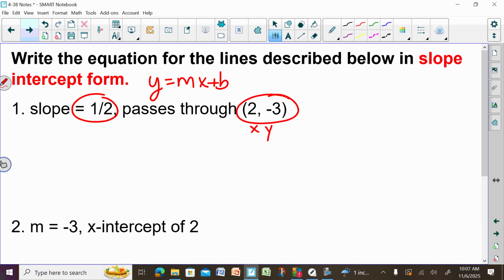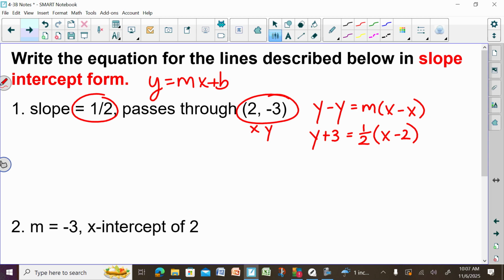So I'm just going to write this down sort of as a formula. y minus y equals m times x minus x. We'll probably put this on the top of our paper today, just so we always have it. This is where we're starting. So I'm going to put the point in there. The -3 turns into y plus 3 equals, my slope is 1/2. And then my x value is x minus 2 because it's a positive 2.